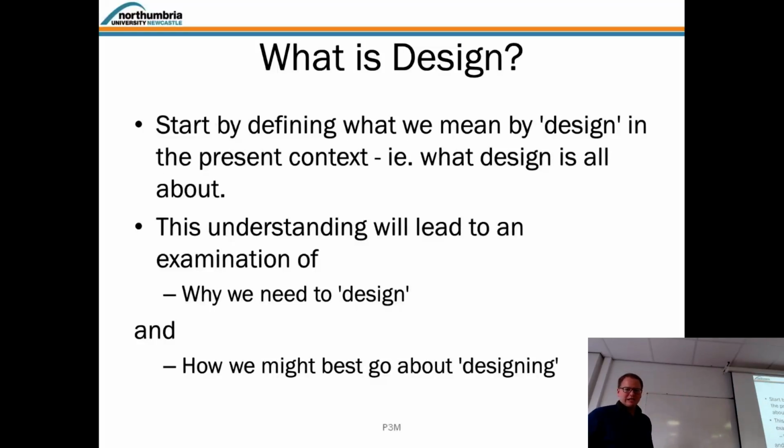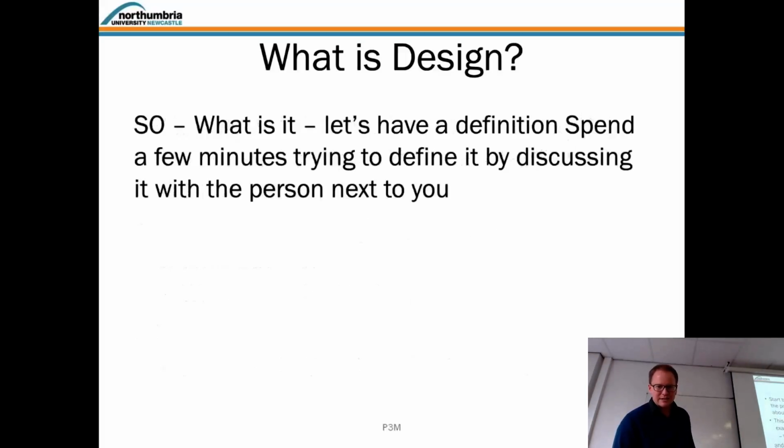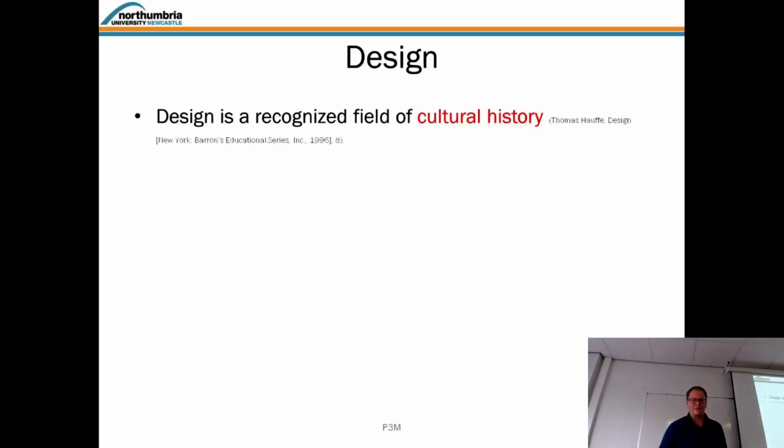So the understanding will lead to an examination of why we actually need design, and as well how we might best go about designing. So this is of course a big question. So we had that already. What design may be. So I have a few as well to give you a grasp of the spectrum of what's around. So design is a recognized field of cultural history. This is actually a movement as well. Here in the UK, it came about from moving away from the separation between art and industry.